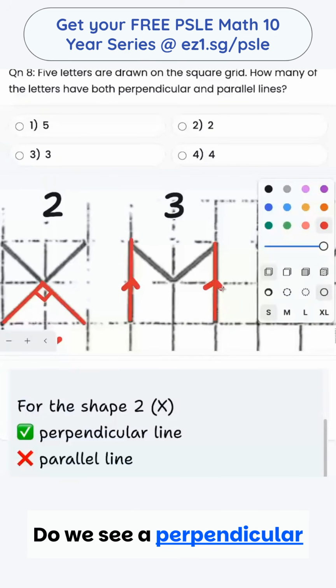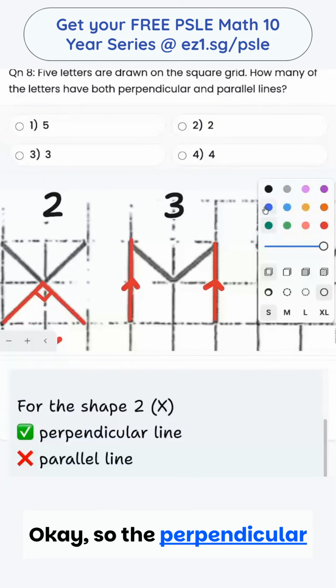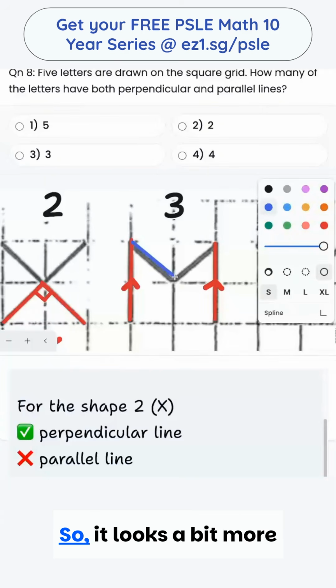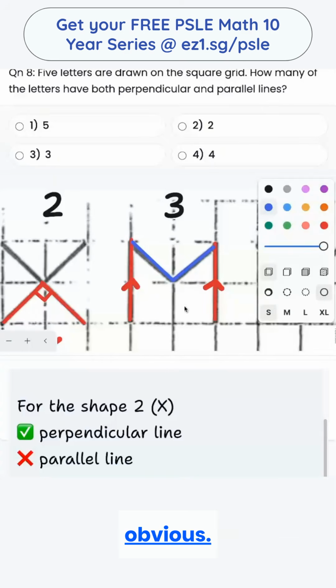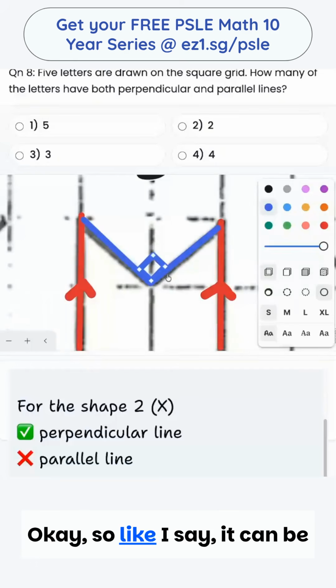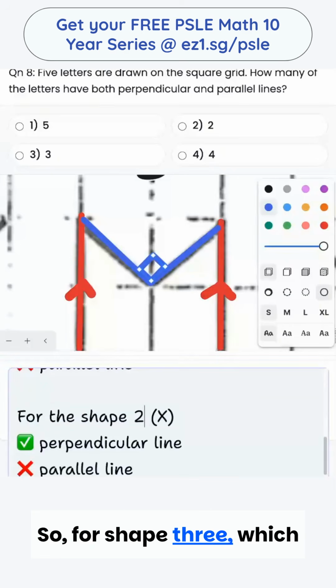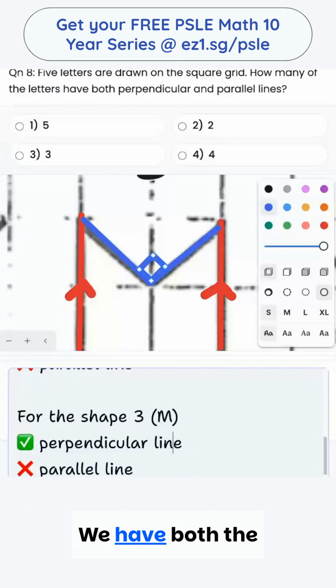Do we see a perpendicular line? If you say yes, then you're right. The perpendicular line, let me just put in blue, so it looks a bit more obvious. The perpendicular line is here, like this. Like I said, it can be diagonal-ish. So for shape 3, which is an M, we have both the perpendicular line and the parallel line.